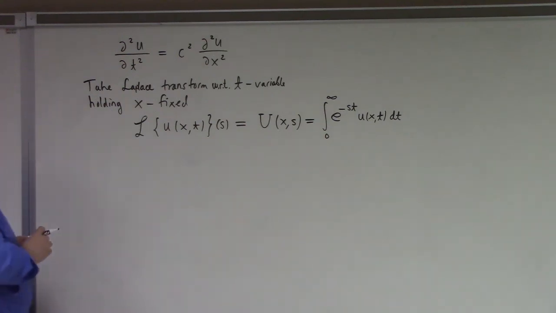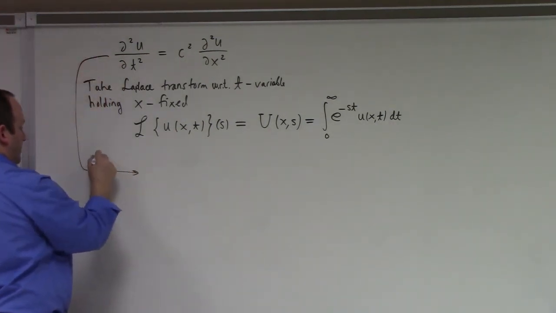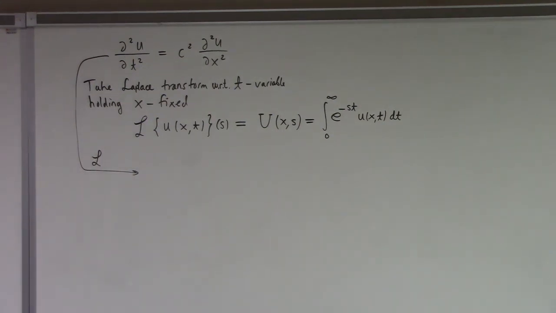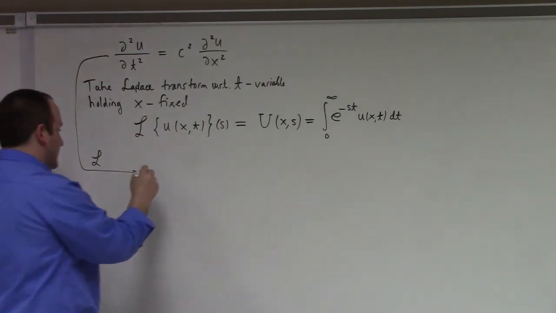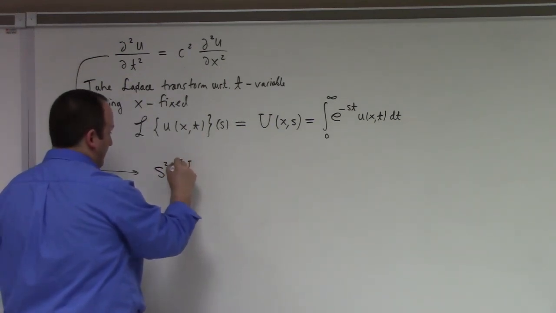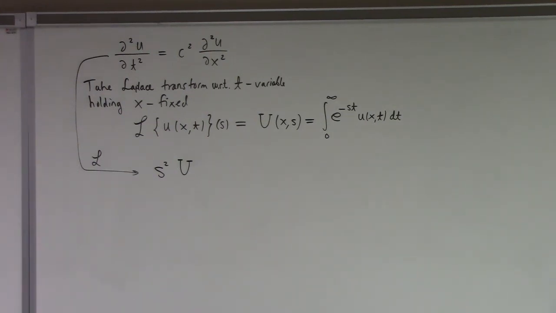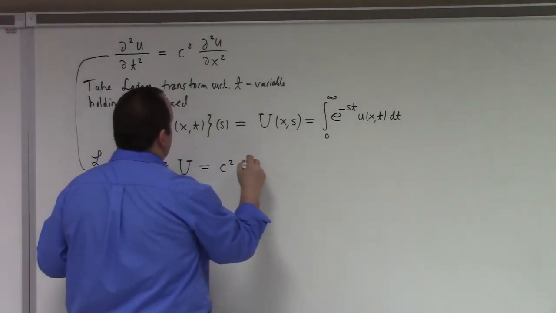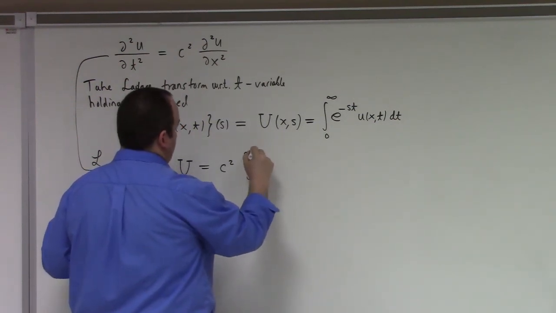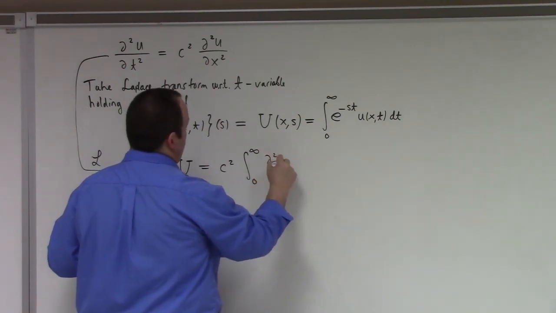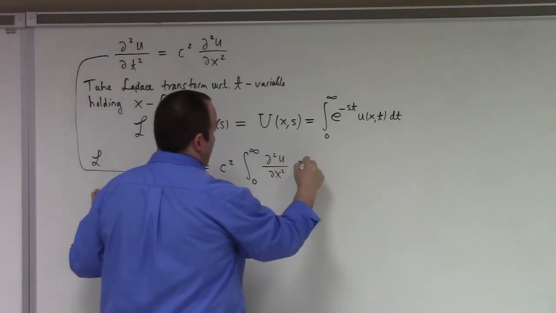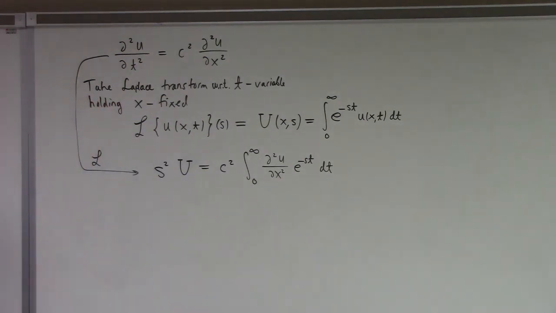So now that we've set the rules of the game, you take the Laplace transform of the wave equation. What happens? Second derivative, we know how to take the Laplace transform of y prime prime. We get s squared big U, minus initial condition terms. But the initial conditions are both 0, so that's it for the left-hand side. On the other side, we've got c squared times the integral from 0 to infinity of partial squared u partial x squared, e to the minus st dt, because that's the Laplace transform.